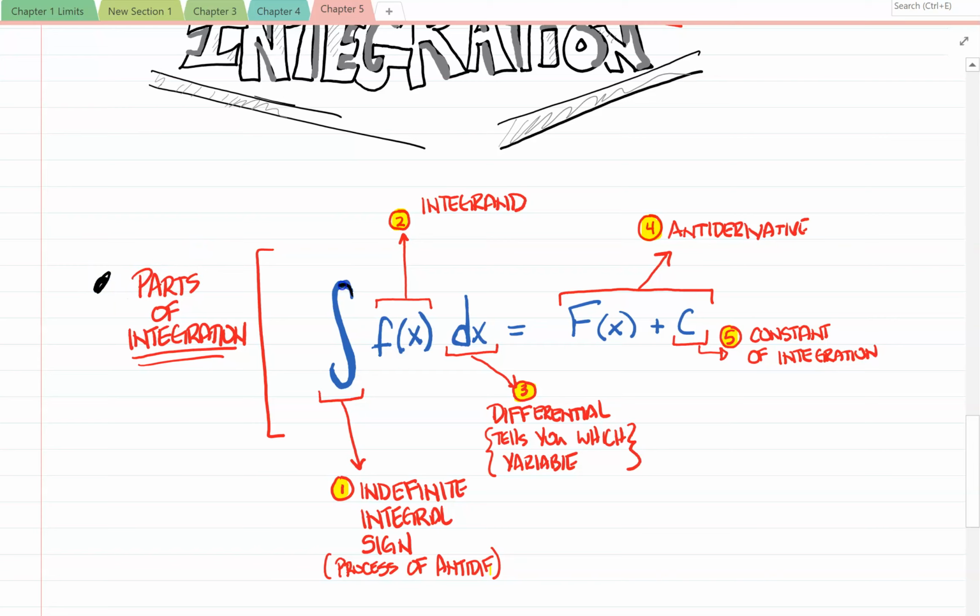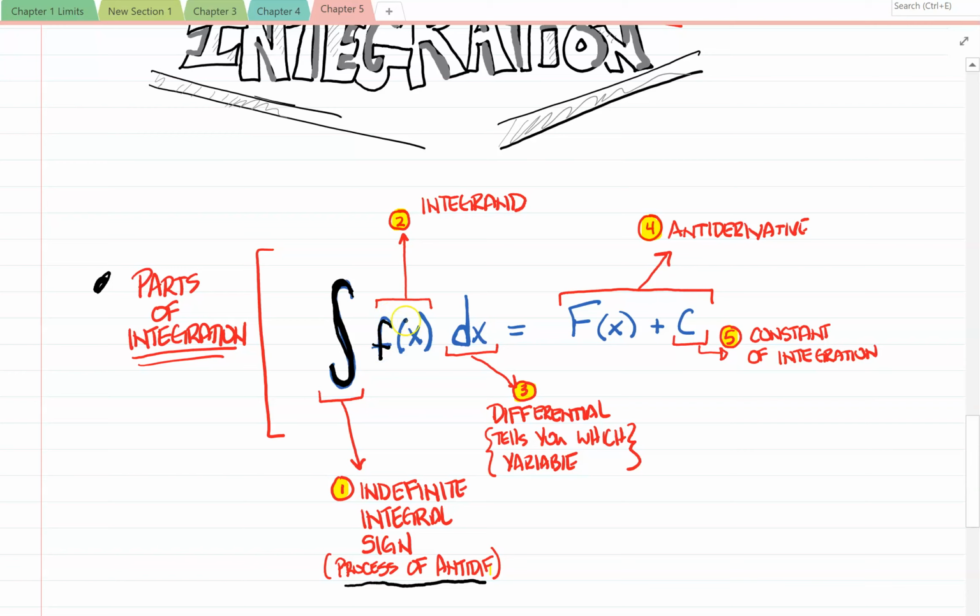First thing you have to notice is this symbol right here. This is the indefinite integral sign. And that's basically just telling us that we're doing a process of anti-differentiation. It's a long S. We'll get into this later as to where this comes from and what this means. But right now it's a long S. That's the first thing. That's the indefinite integral sign.